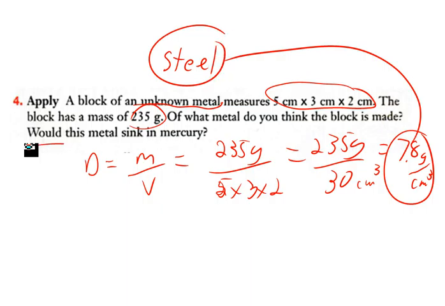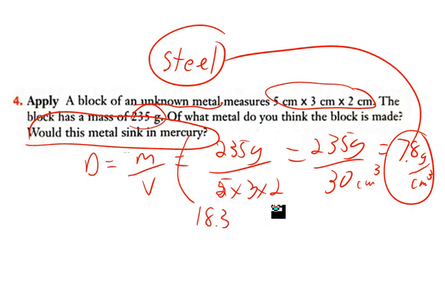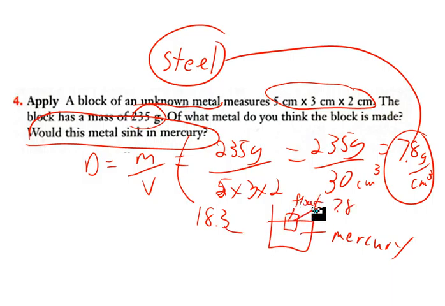So the question is, will steel sink in mercury? Mercury is very high, it's like 13.6, and so no. If we had liquid mercury here and we put steel in, it would float because its density is only 7.8 and the mercury is much higher, about 13.6 grams per centimeter cubed.